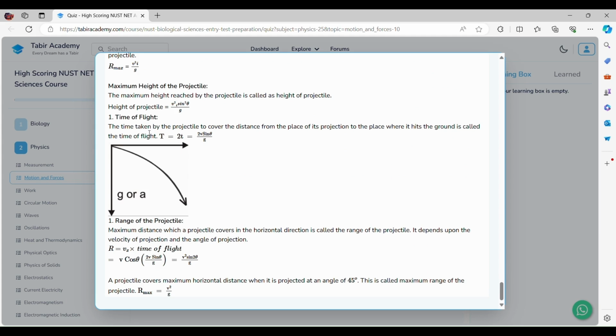The time of flight is the time taken by the projectile to cover the distance from the place of its projection to the place where it hits the ground. T equals 2t, which is equal to 2v sin theta over g.